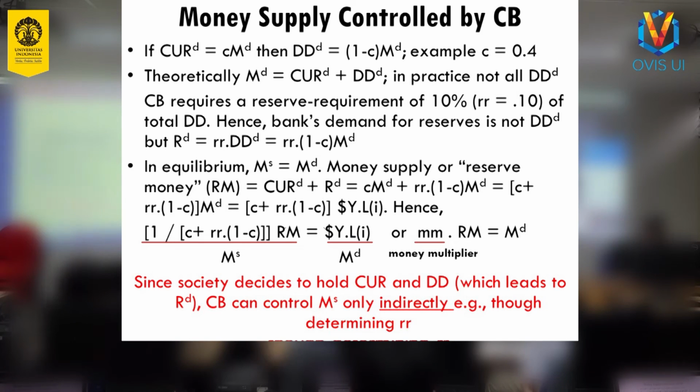Correct. So the RR here, right? This is what Bank Indonesia can change. For example, if the economy is slowing down and Bank Indonesia wants to stimulate the economy, then they will reduce the RR. Why? What is the logic? Why would Bank Indonesia reduce the reserve requirement if they want to stimulate the economy?